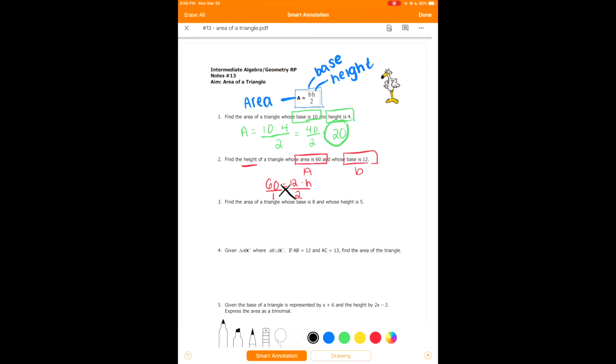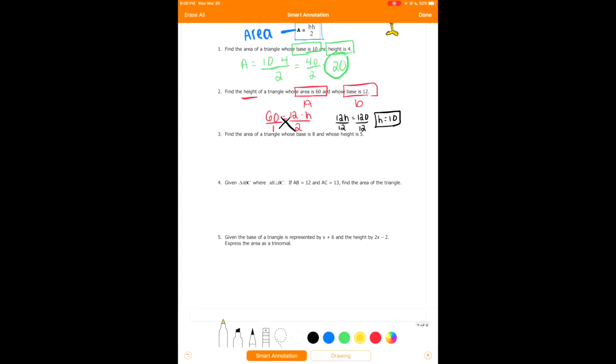The other way you can solve it is you can just multiply both sides of the equation by 2 to get rid of that 2 in the denominator. So when I cross multiply, I get 12H equals 120. And then I'm going to divide both sides by 12. And I get H equals 10.